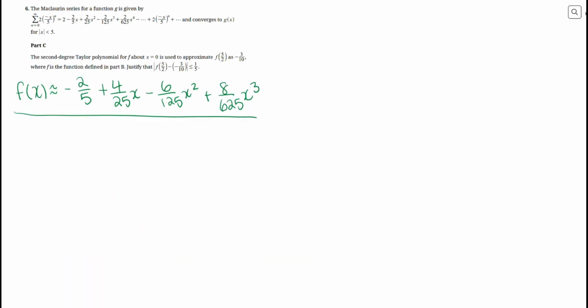So let's do part 3 of our FRQ question. So what is this question asking us to do? Well, it's saying that we can approximate f using a second degree Taylor polynomial around x equals 0, which is also a Maclaurin series for f, and we can use it to approximate f of 5 over 2 as negative 3 over 10. And then the question is asking us to justify that the error bound is 1 over 5. So how do we do that?